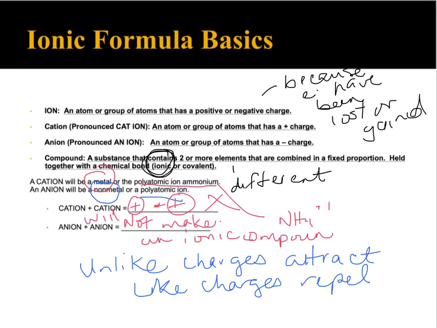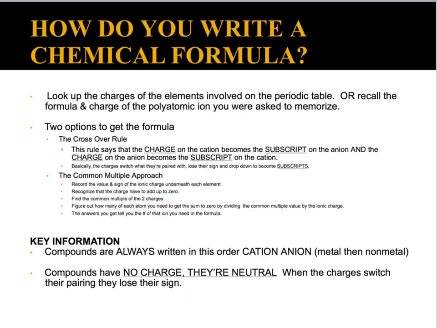Okay, so that's the review of the basics that we've already talked about. All right, so now we're diving into the new stuff. How exactly do you write a chemical formula for an ionic compound?